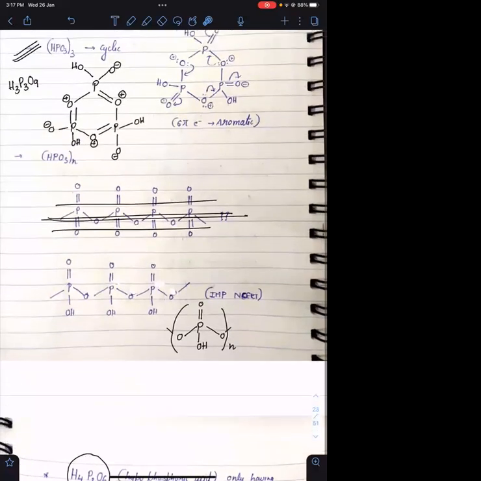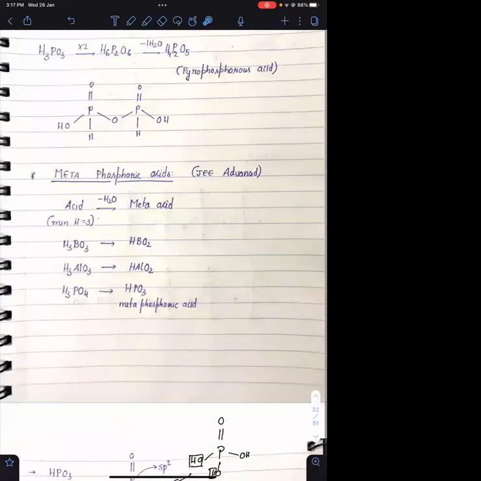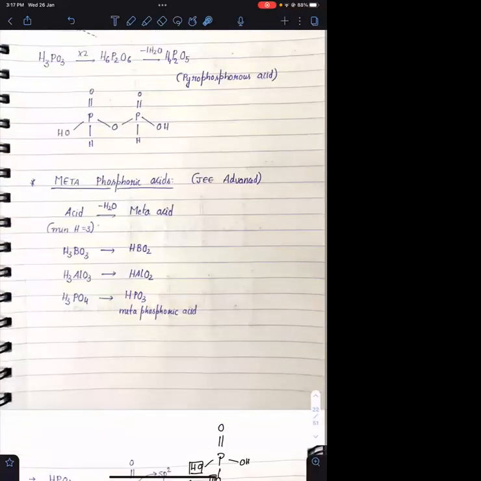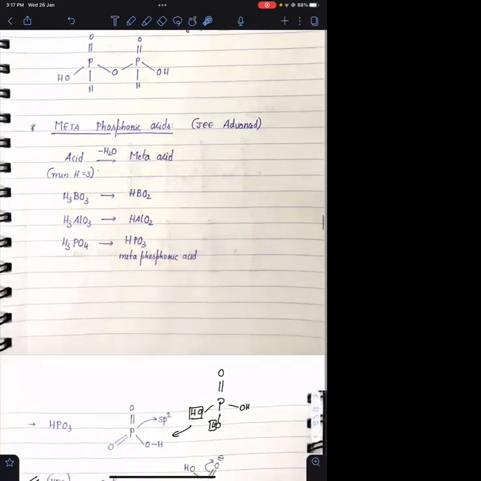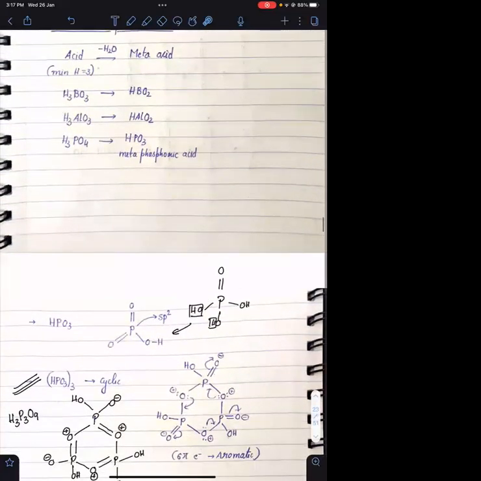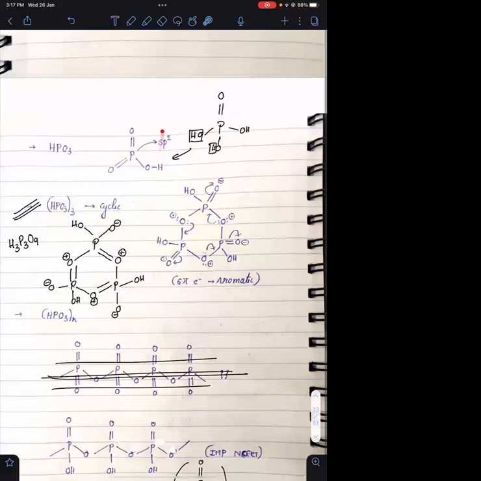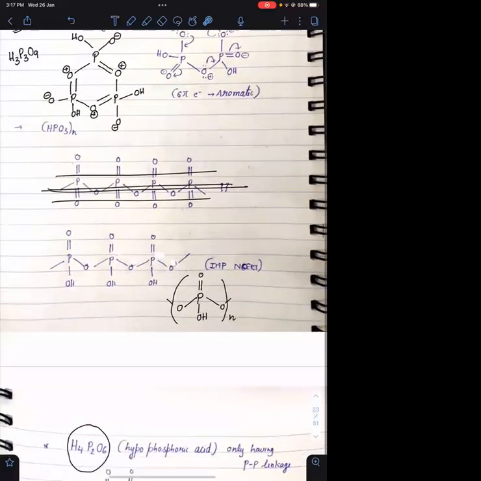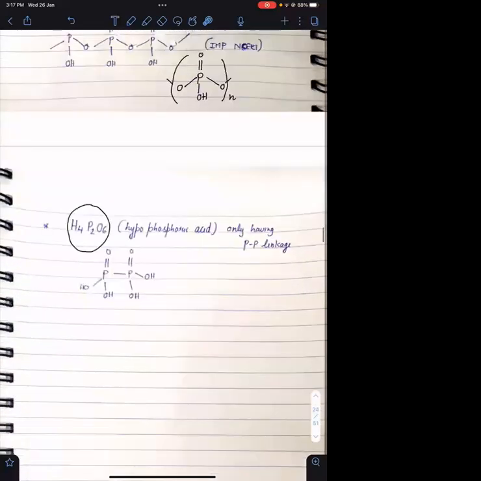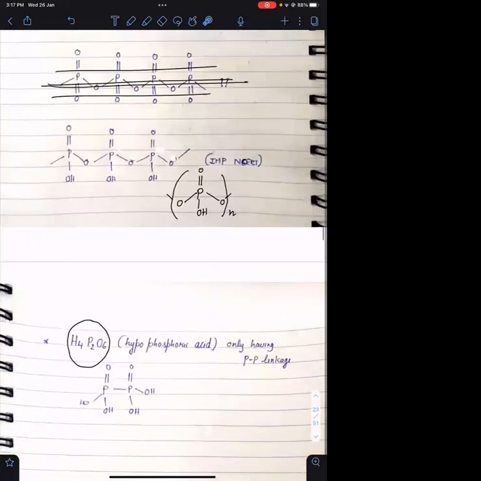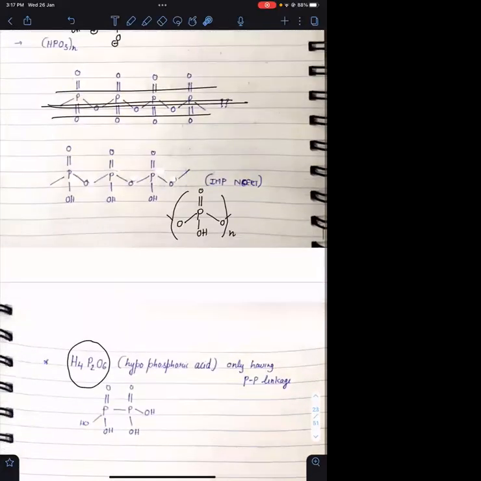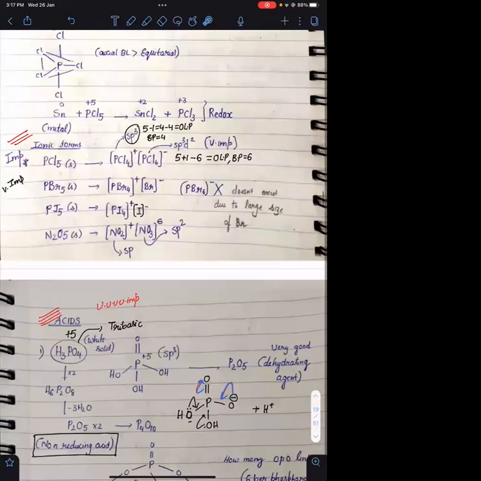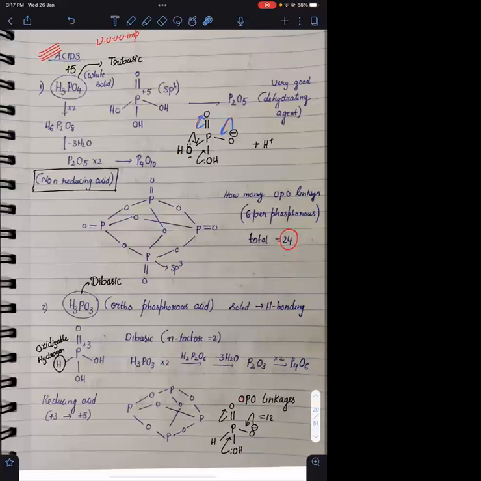Next, meta acid. Any meta acid is formed by simply removing H2O. So H3PO4 is phosphoric acid. Metaphosphoric acid means removing H2O from it, and you will get HPO3. It can have a monomer structure, a cyclic structure made up of three molecules, or a polymeric structure. We have discussed these. These are the things which are very, very important in this section: these acids and their formulae. And yes, this is also important: the structure of P4O10 as well as P4O6.